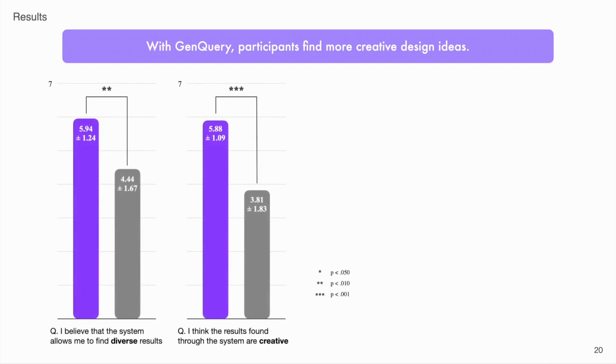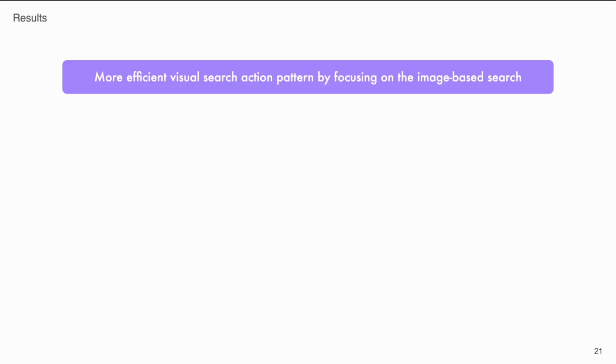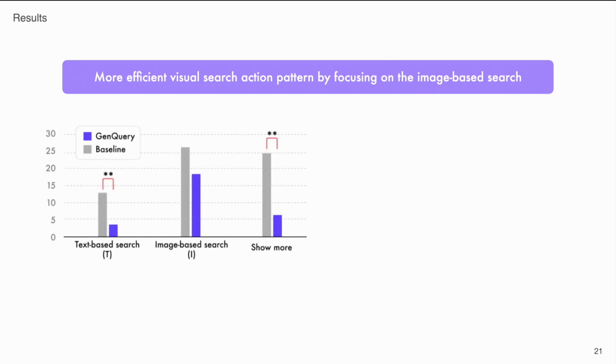Designers also stated that GenQuery could help them find more creative design ideas, as evident in the Creativity Support Index result. There are differences between the two conditions related to the search behavior patterns. When using GenQuery, designers perform fewer actions than the baseline. In particular, there are significantly fewer actions, such as text-based search and clicking the Show More button, which provides more search result. T represents text query-based search, and I represents image query-based search.